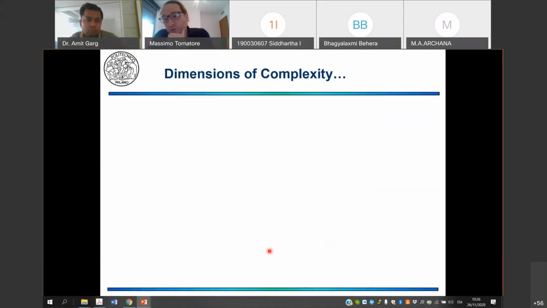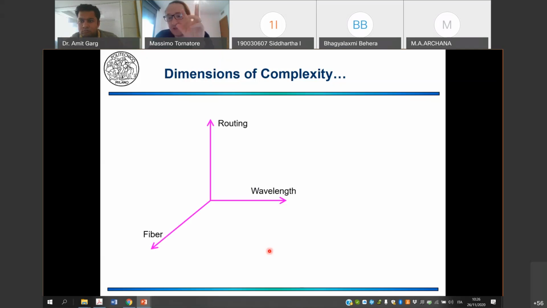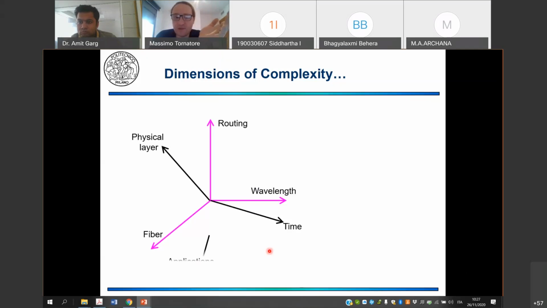The problem, when you deal with these problems in practice, becomes way more complex indeed. Okay, so for now we have considered 3 dimensions of complexity: routing, wavelength, and fiber assignment. When you really deal with these problems in practice, you might consider that connections come and go, so there is time to be considered, physical layer impairments to be considered, and application requirements like latency to be considered.